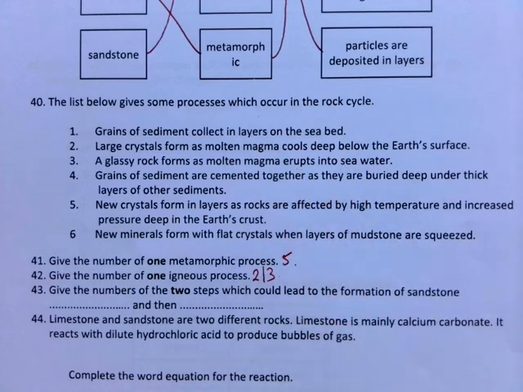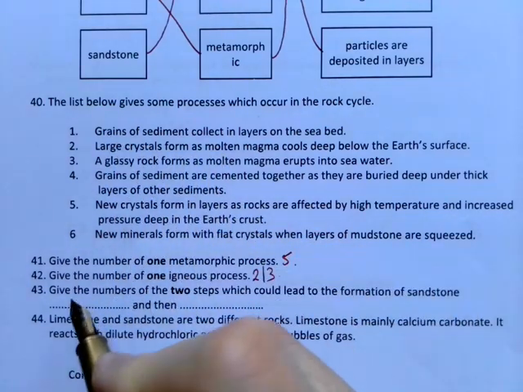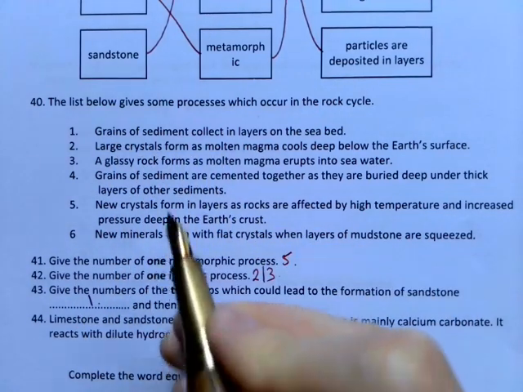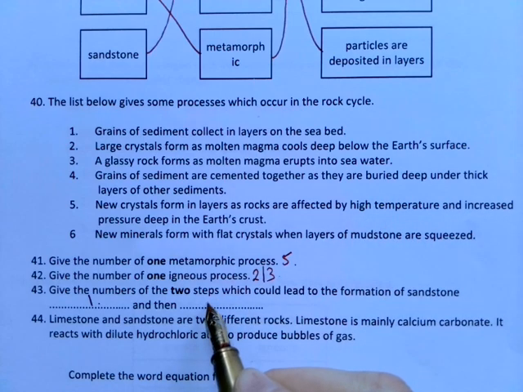It's quite interesting. Give the numbers of the 2 steps which could lead to the formation of sandstone. All right, so sandstone is a sedimentary rock. So that is going to be, first of all, grains of sediment collect on the seabed, so number 1. And then those grains of sediment are cemented together, so number 4.